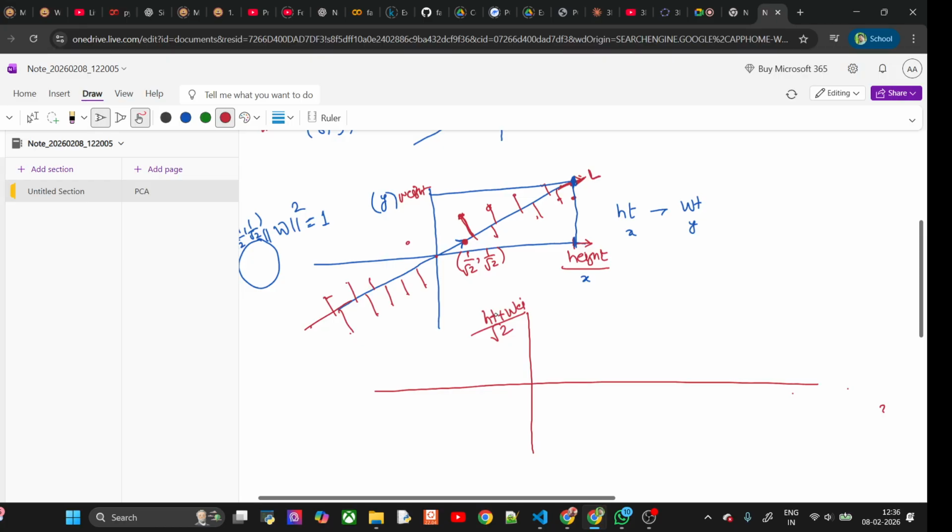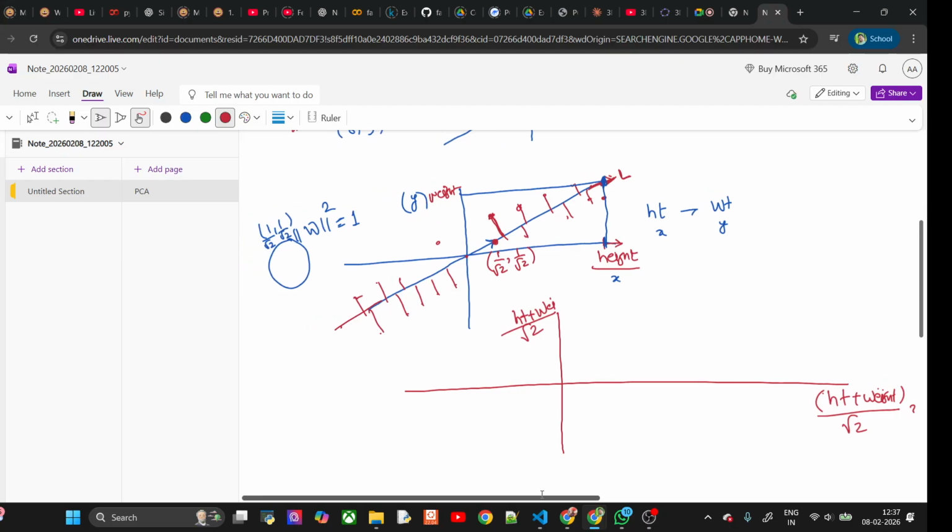I want a new axis: instead of height axis x and weight axis y, I am taking height plus weight divided by the square root of 2. I am multiplying by that because we know we considered earlier that this W should be unit length, because we are interested in this kind of unit vector. So you are only interested in the directions on this unit vector, this W. You are not interested in anything outside it, because we are considering only the unit vector.